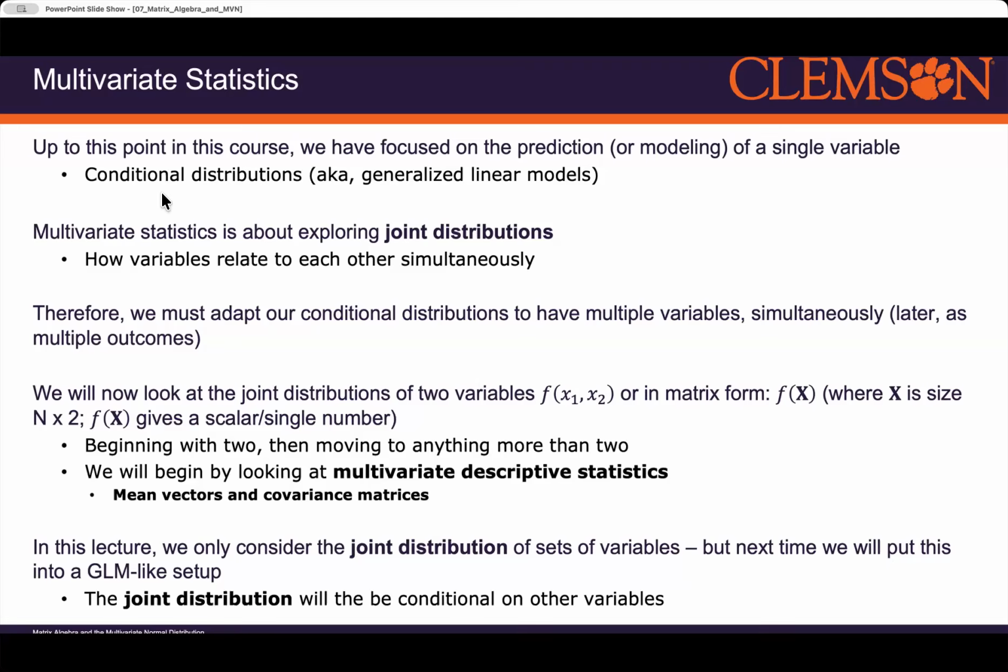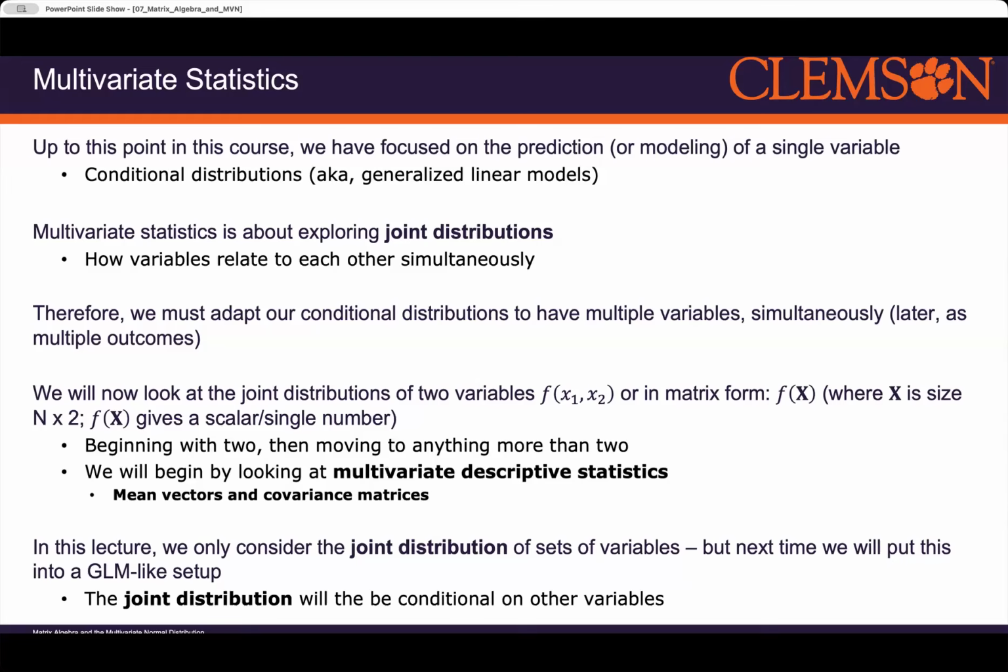This was a univariate conditional distribution. A joint distribution means two variables or more. Joint distributions really quantify how variables relate to each other simultaneously, so we have to adapt these conditional distributions to have multiple variables simultaneously. Later, we're going to see this as multiple outcomes. If you have more than one outcome in your study, rather than running separate linear models on each, we're going to combine that into one big joint analysis. That gives us a benefit because we can then describe how much those two variables covary and how much our prediction may change that covariance between those two variables.